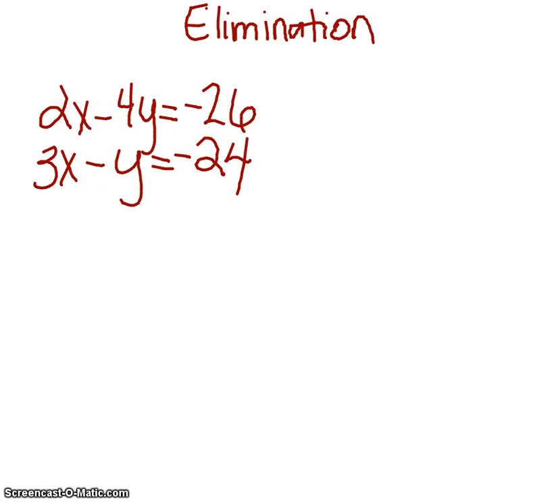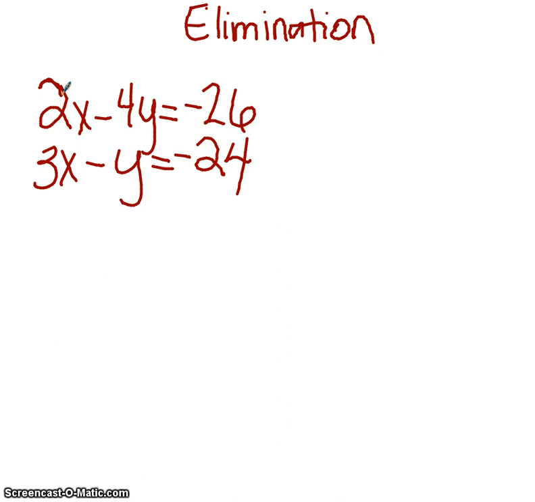Now, I'm going to give you notes for elimination, so take a moment and go ahead and write this problem down. So the first thing you do is you look at the fact that I want to create a 0 pair for one of my problems. So I have 2x and 3x, and then I have a -4y and a -y. So which one would it be easier to make opposites of? Probably the y's, because the opposite of -4 is +4, correct?